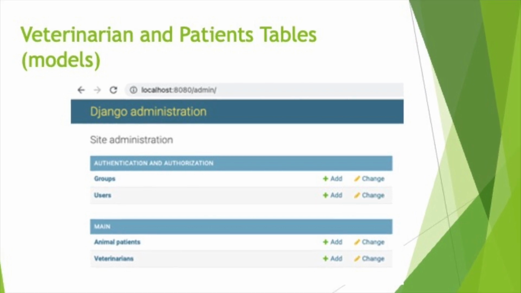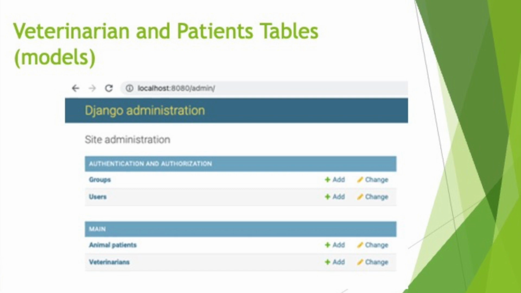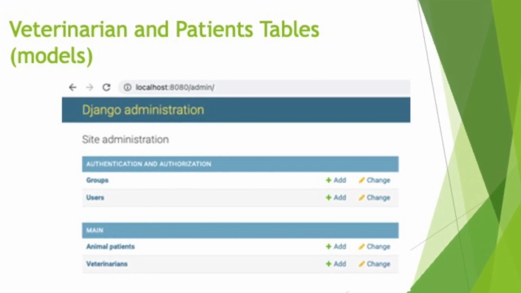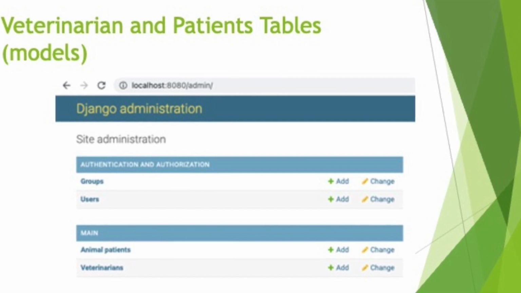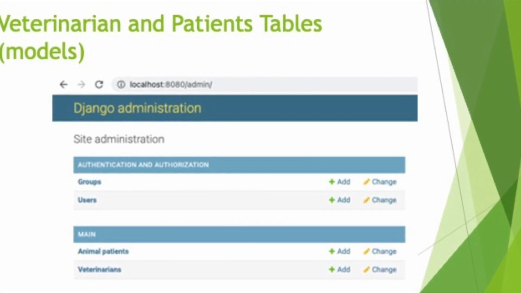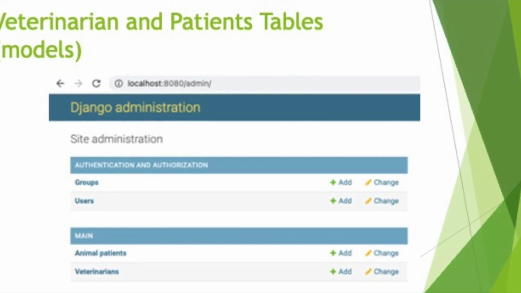All right, so in this example, what I'm going to plan to do is have a website that has a list of veterinarians and the animals, also known as patients, that a veterinarian treats. So in part one, I'm going to create a table or a model for the veterinarian. In part two, I'll create the table for the animals that the veterinarian treats.